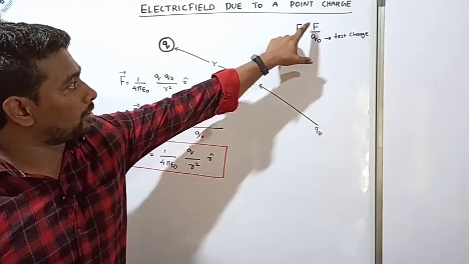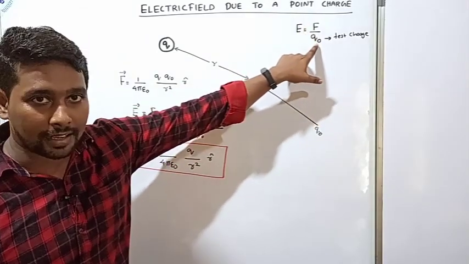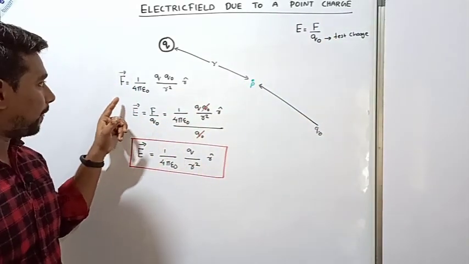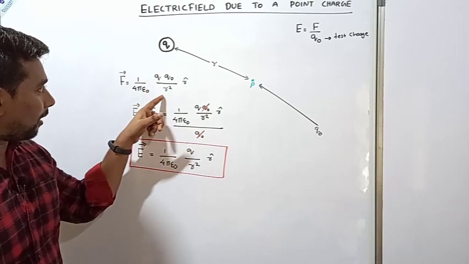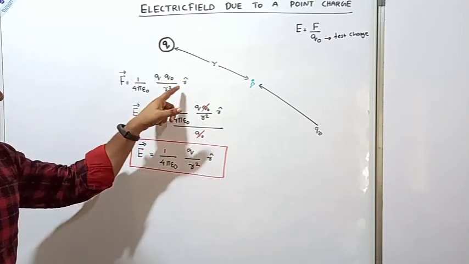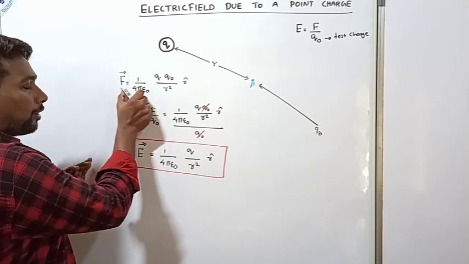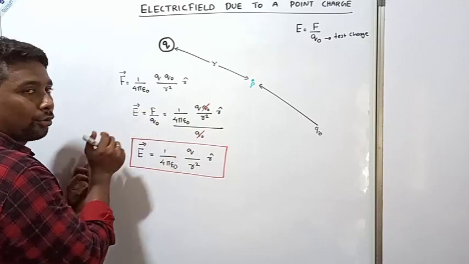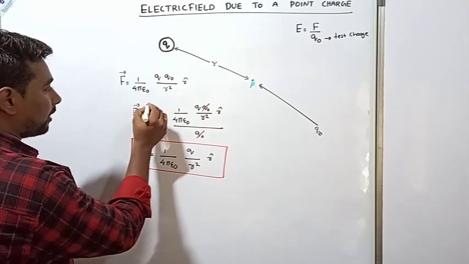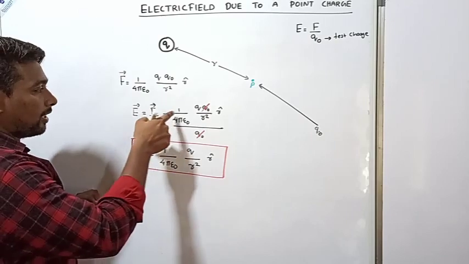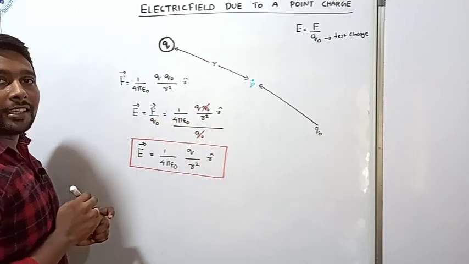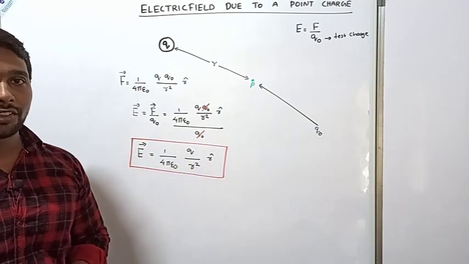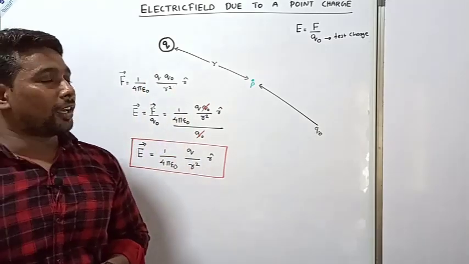We know electric field is equal to F by Q naught, that is force per charge, where the charge is our test charge. Force you can determine using Coulomb's law, that is 1 by 4 pi epsilon 0 Q Q naught by R squared times R cap. R cap is the unit vector. Then you substitute in electric field is equal to vector F by Q naught. You can cancel Q naught, and finally you will get the electric field equal to 1 by 4 pi epsilon 0 Q by R squared R cap. Okay, got it? This is electric field due to a point charge.